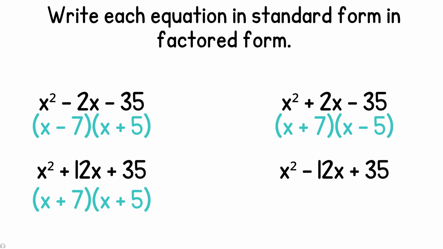And now we have our last example. The only difference between this one and the one we just did is that 12 is now negative. So we'll just make both of our signs negative, so when we add them, we get negative 12, but we still get positive 35 when we multiply them.